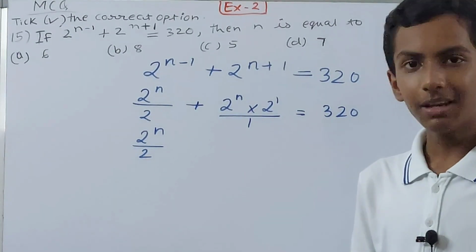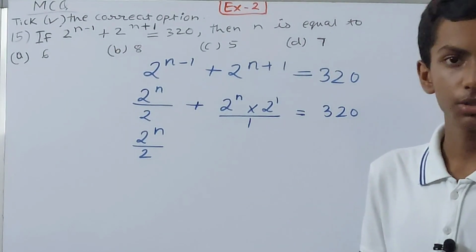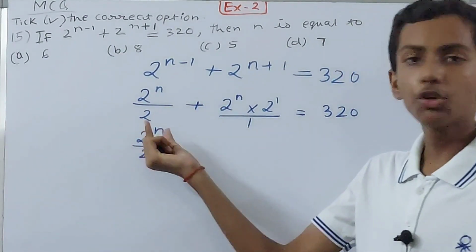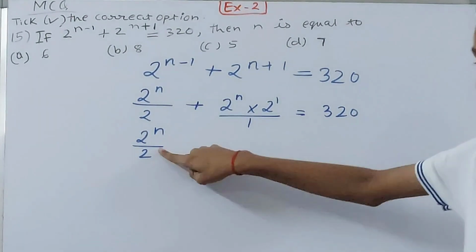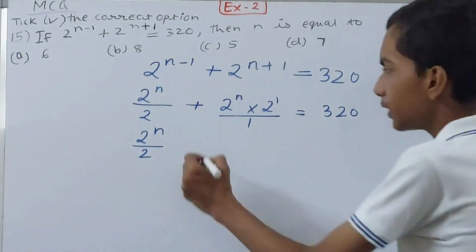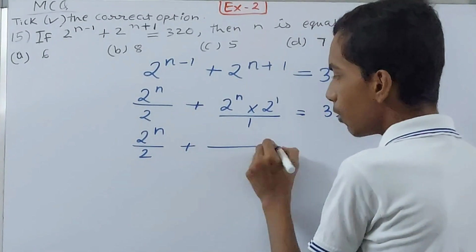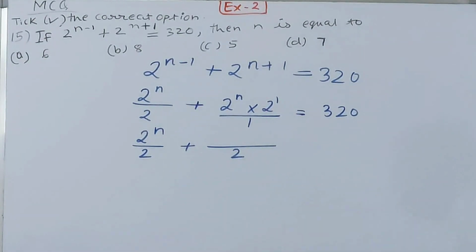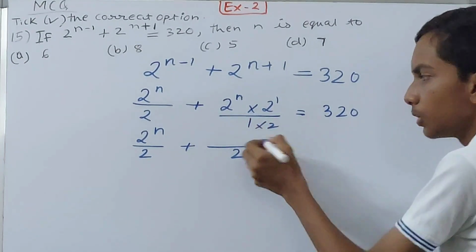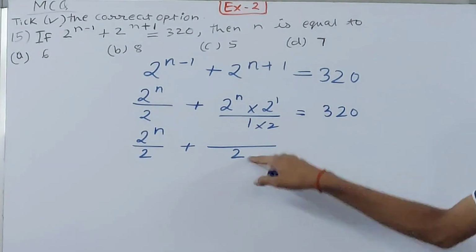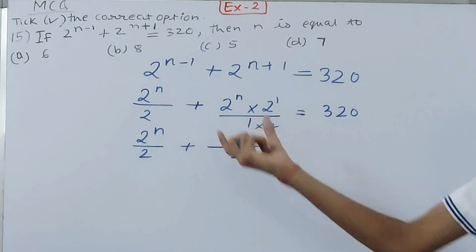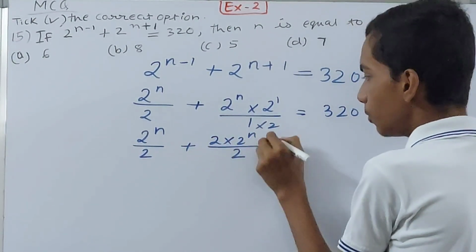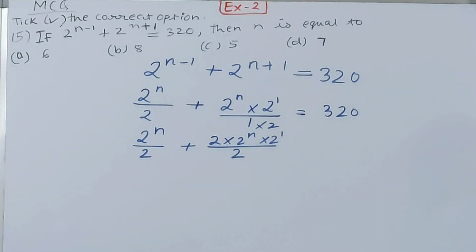Now what do we do when we add two unlike fractions? We find their LCM, right? LCM of 1 and 2 is 2. So this is already going to be as it is, plus, now here I want 2 in the denominator, so what I will do, 1 into 2, that will give me 2 here, right? Same thing here also I will do in the numerator, 2 into 2 to power n into 2 to power 1.